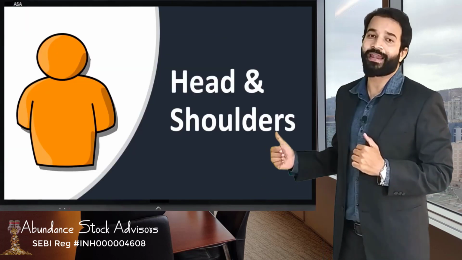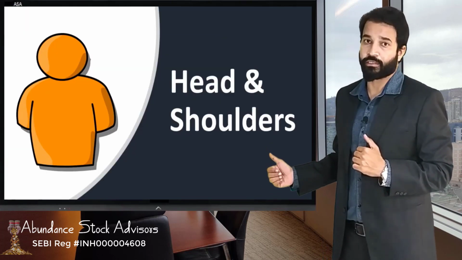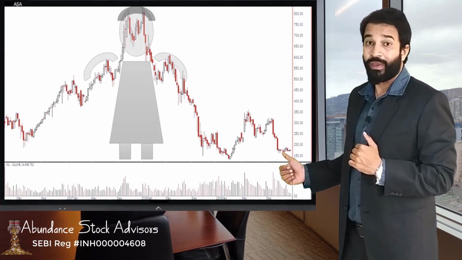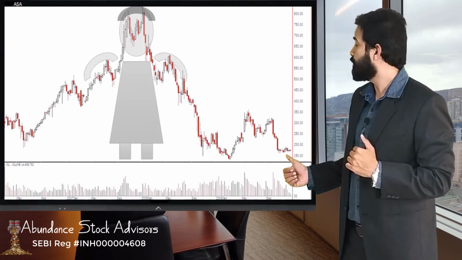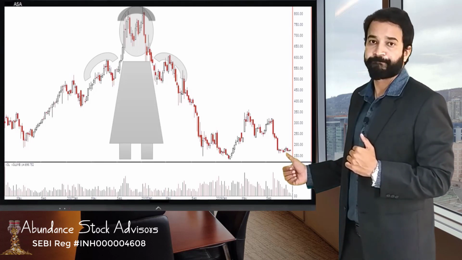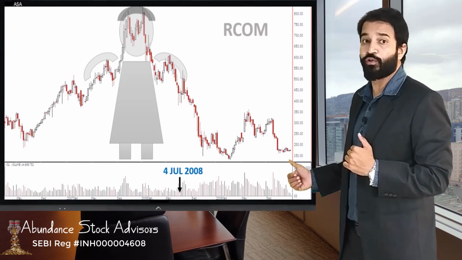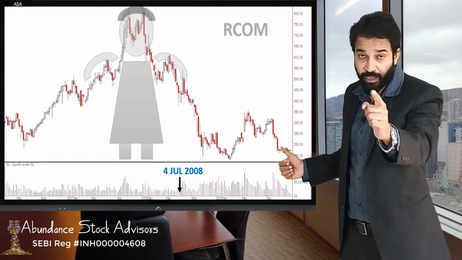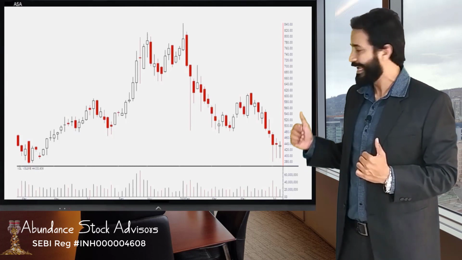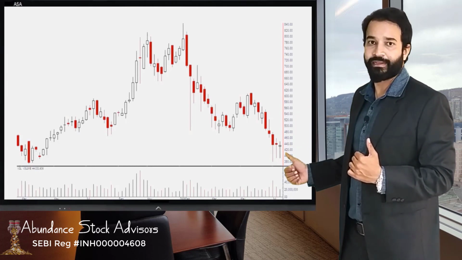So our first chart pattern is head and shoulders. Now here we get to see a head and two shoulders on the stock chart. On the 4th July 2008, Reliance Communication showed this pattern on the chart. Let's understand this pattern in a little detail.